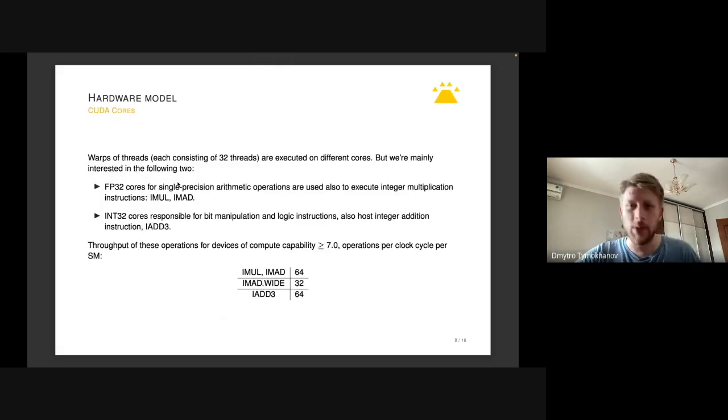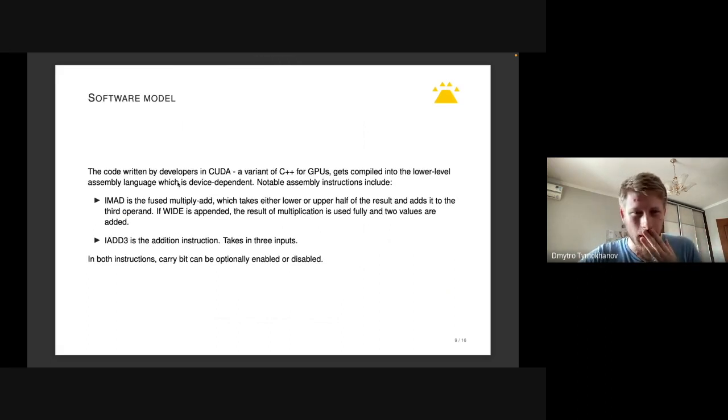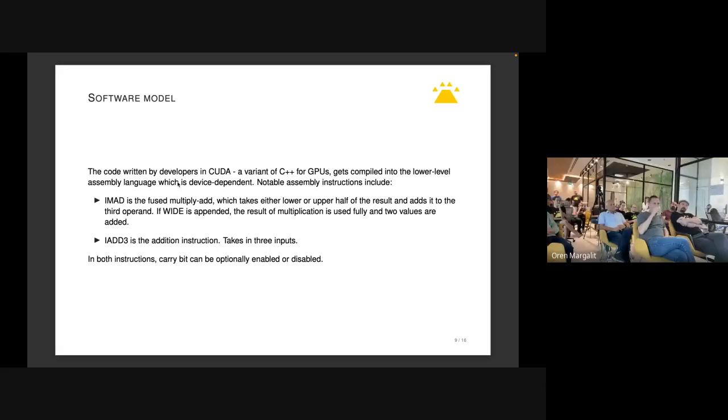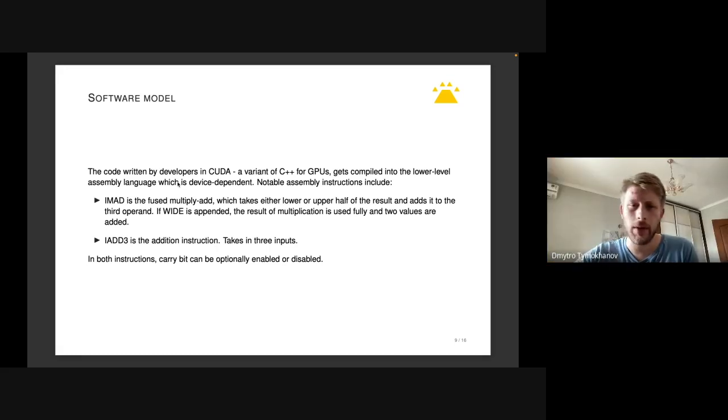Okay, so that's an extremely brief idea of what the hardware looks like, and software. The code that you write for CUDA is not that different from CPU code. It's kind of a variant of C++, which has some extra special features that allow you to schedule kernels, so-called, and use good APIs.